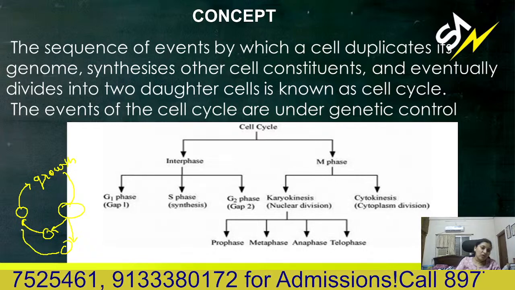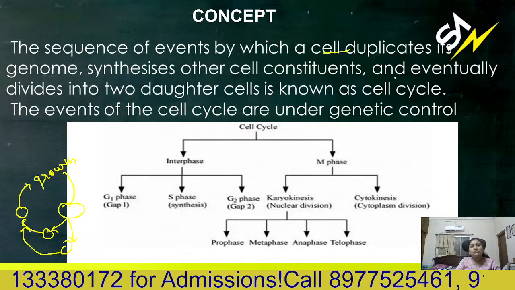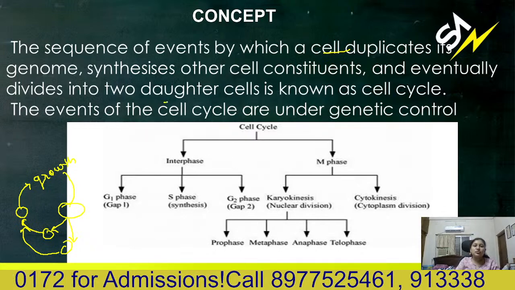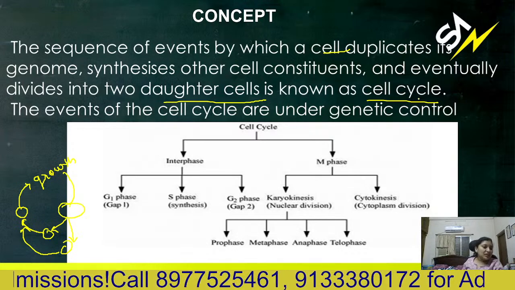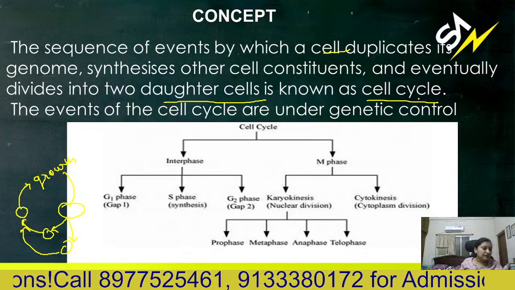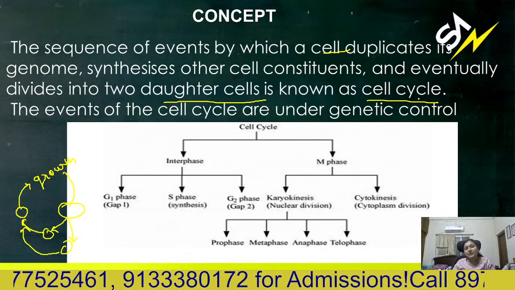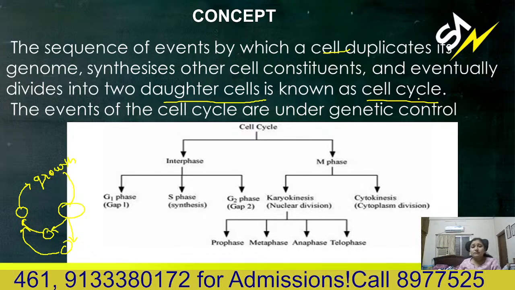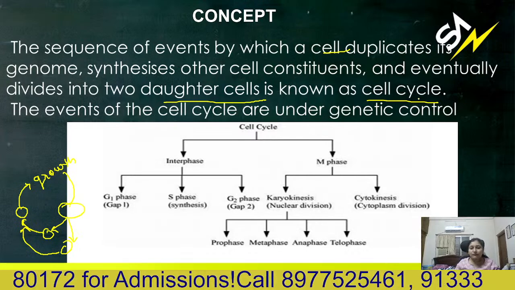So this is what a cell cycle is. Starting from a cell to the cell division, 2 new daughter cells, it is known as cell cycle. So cell cycle is divided into 2 different phases, interphase and M-phase. That means the preparative phase and the actual division.